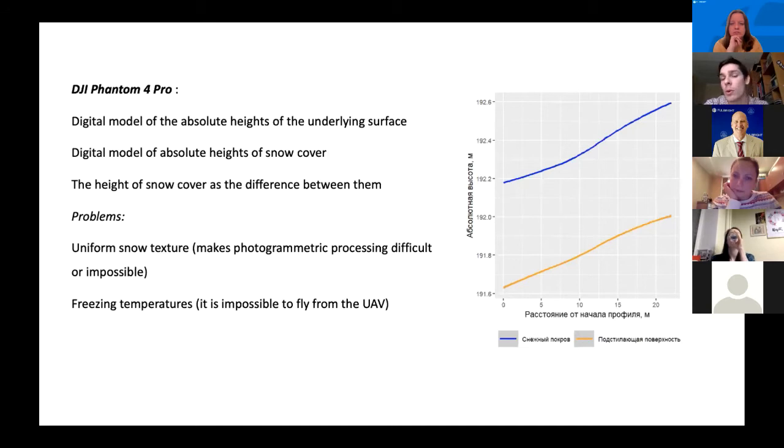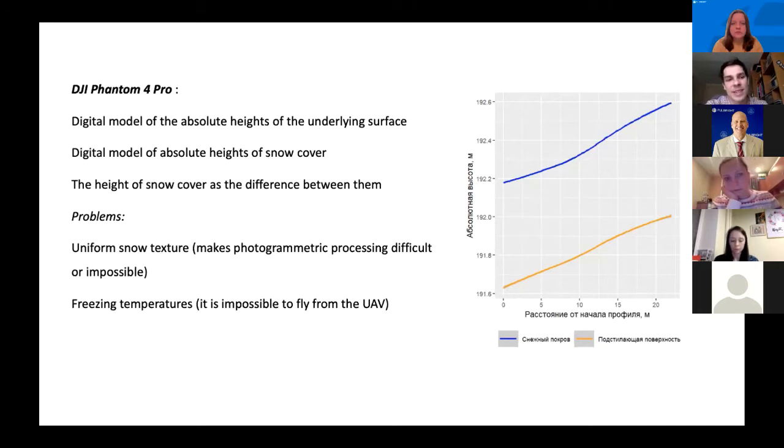But there are some problems with this method because it has an error of about 20%, I think, or 10%. And the problem is that the snow usually has a very uniform texture. It's very bright and white, and it makes photogrammetric processing difficult or impossible. But it also depends on the conditions of snow or of snow surface.